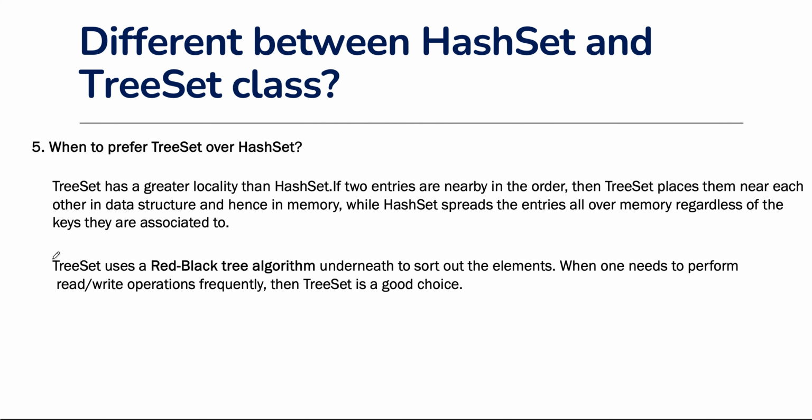Next, TreeSet uses the red-black tree algorithm. Red-black is nothing but a balancing tree, which TreeSet uses internally to sort the elements in ascending order. When one needs to perform read and write operations frequently, then TreeSet is a good choice. So this is another basic difference between HashSet and TreeSet, and these are a couple of the basic differences between them.